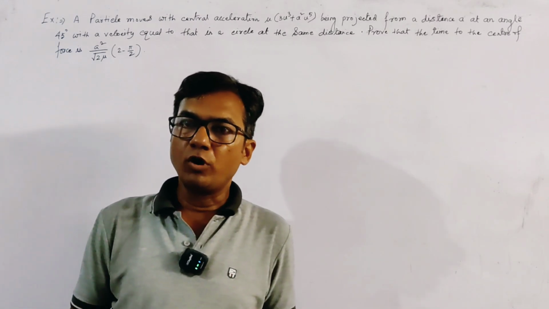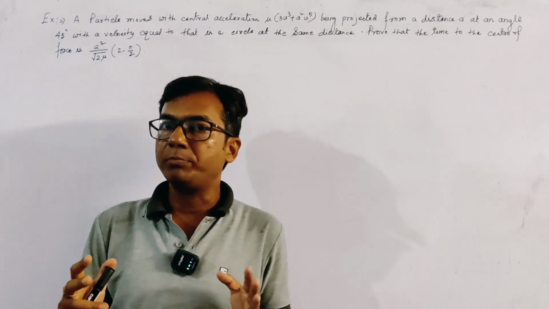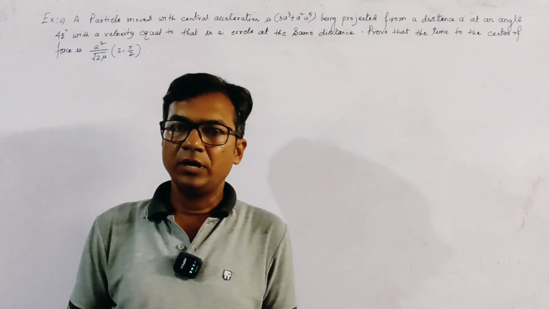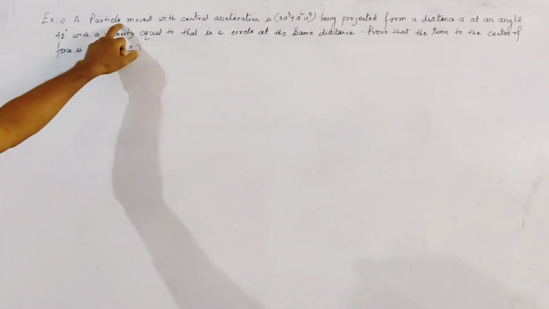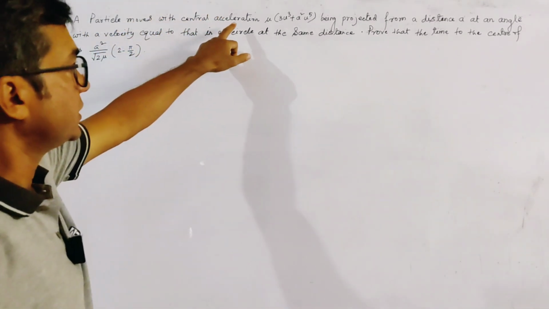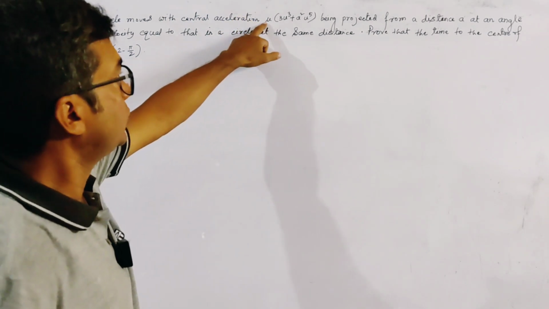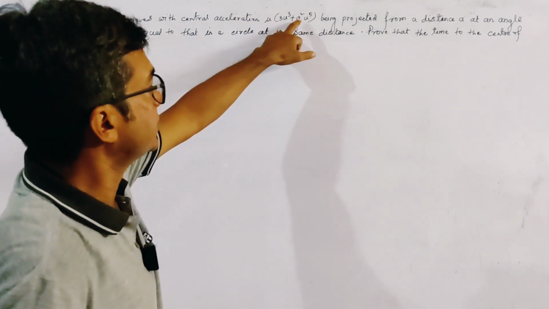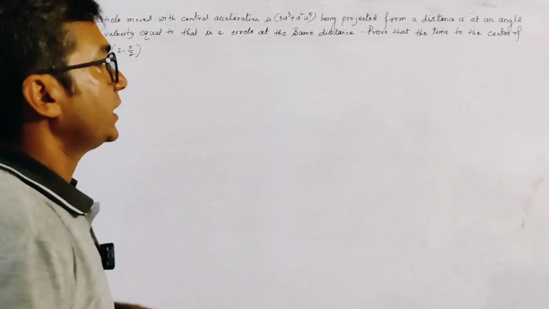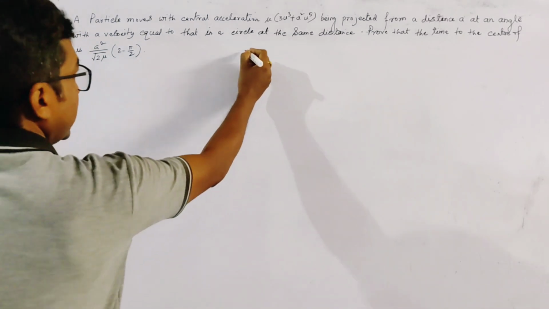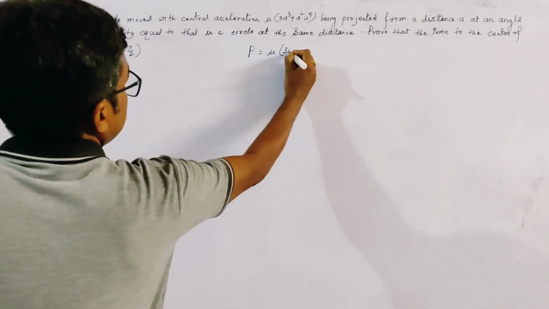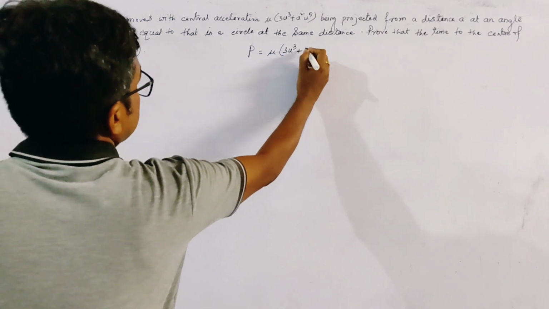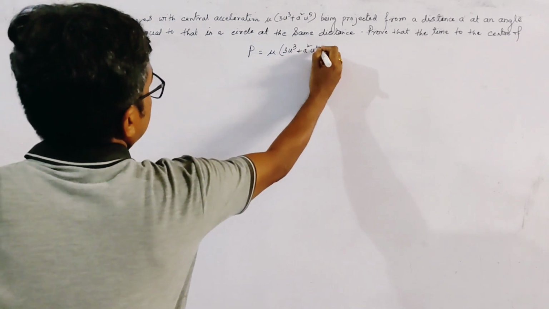Today's problem is from central orbit of particle dynamics. A particle moves with central acceleration, the central force P, given by mu into (3u cube plus a square u to the power 5).